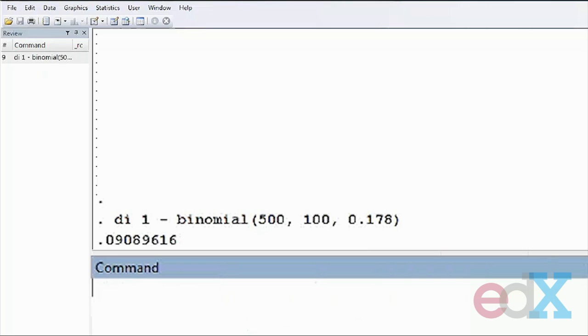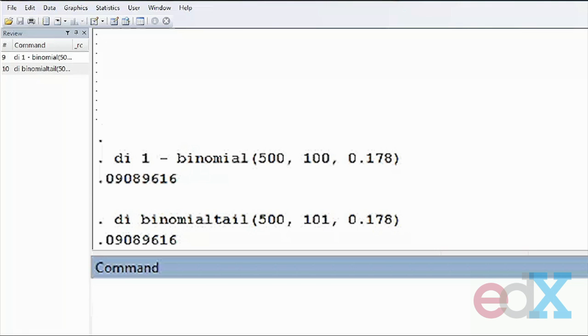First, using the binomial command, we find that this probability is equal to about 9%. Now let's try out the binomial tail command. And we get the exact same answer. So this is showing you that you can use either 1 minus binomial or the binomial tail command to obtain this probability that x is greater than 100. But keep in mind, it's very, very important whether you're dealing with less than or equal to versus less than, greater than or equal to versus greater than, when you're dealing with discrete outcomes like in the binomial setting.